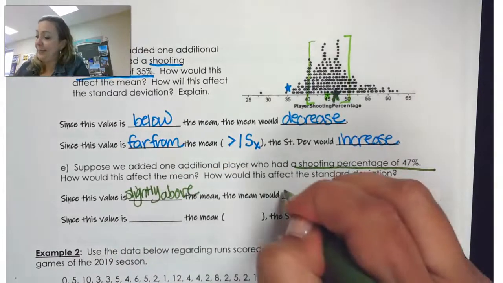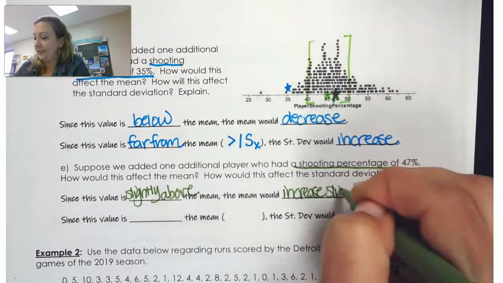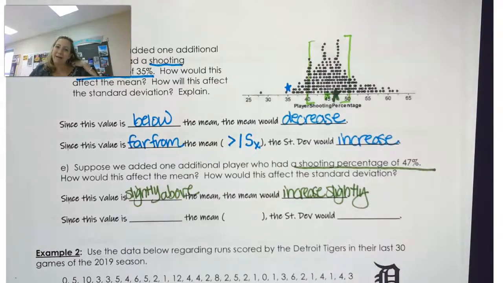Then that means that the mean is going to increase slightly. If you said stay about the same, I get it, because that's one of 252 values. That's probably not going to make that much of a difference, but ever so slightly, because it's above the mean, it would probably increase a little bit.